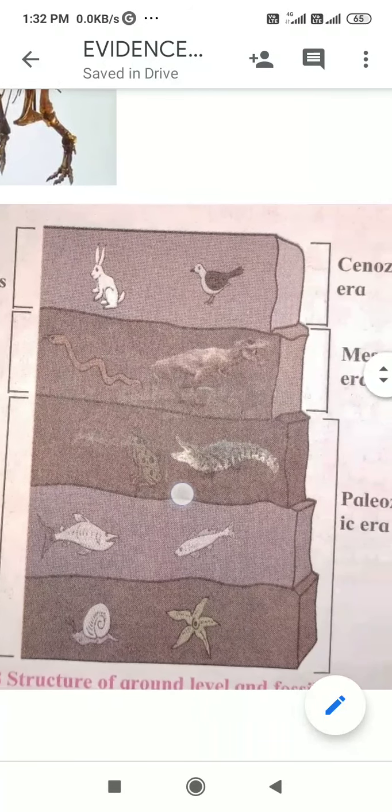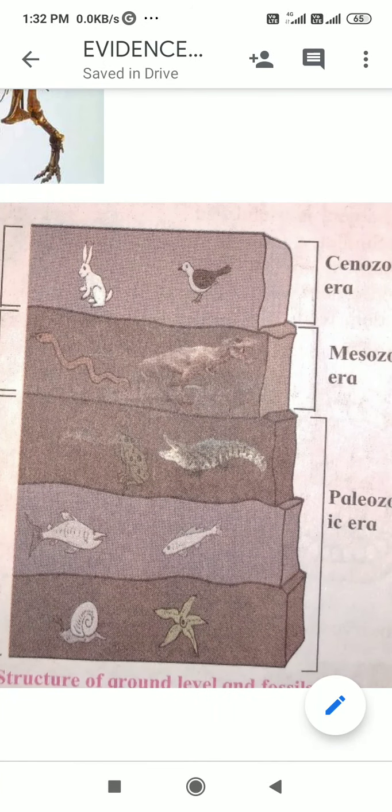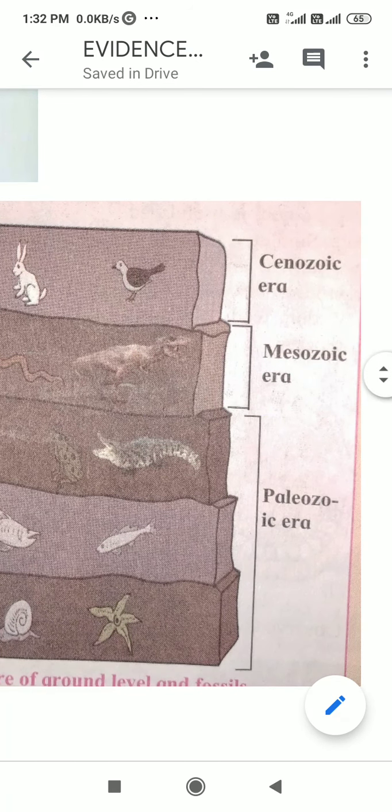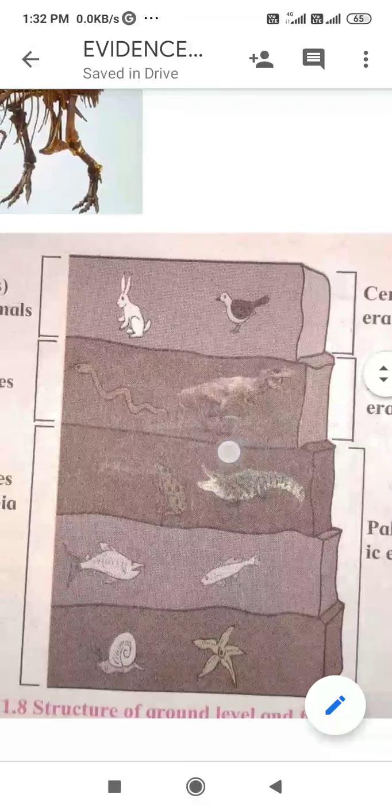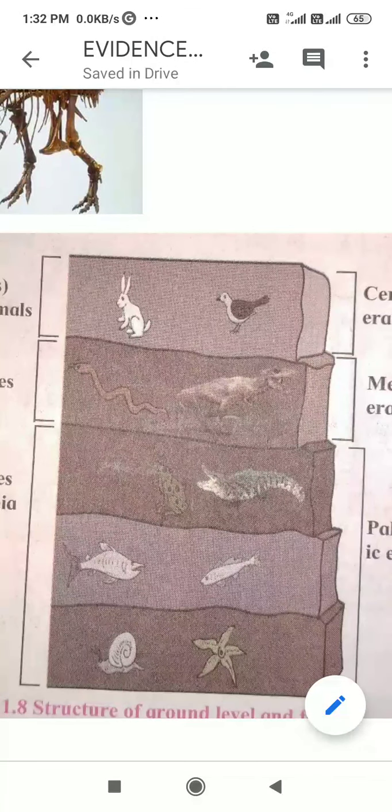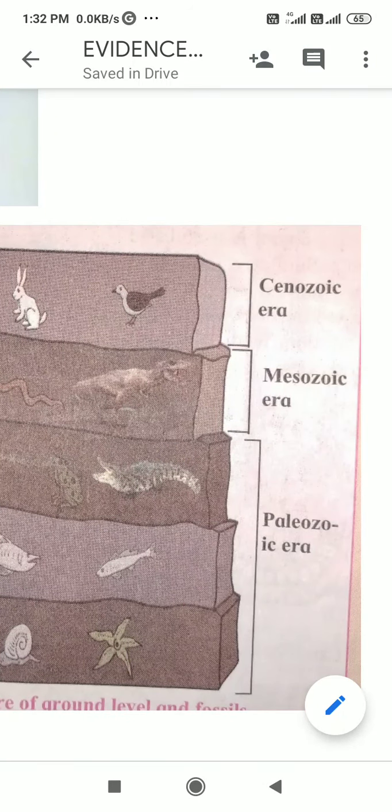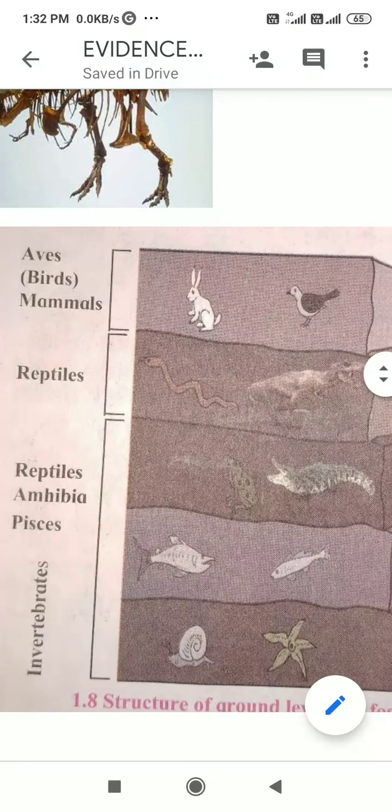After this, reptiles are formed. Snake-like animals, snakes, lizards, tortoises, and dinosaurs are also seen here. So this era is the Mesozoic era. And after this era, about 1.6 million years ago, birds and mammals develop, and this era is called the Cenozoic era. Development of birds and mammals takes place in this era.